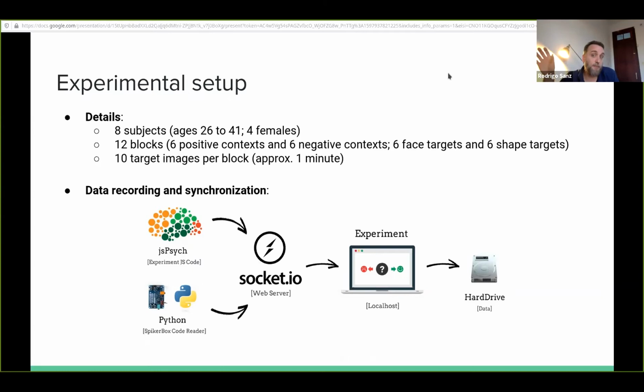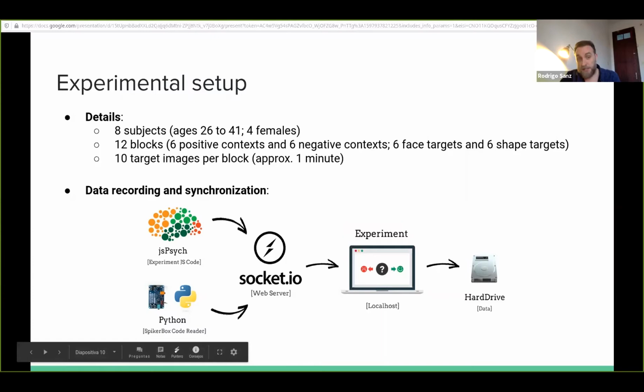And it was like 10 target images per block, about 1 minute. One difficulty that we found with this kind of interface, like BackyardBrains, is that it was difficult for us to use external programming code to do some more complex experiments. For the first time, for the behavioral experiment, we used jsPsych, which is JavaScript code, and for the SpikerBox code we use Python.